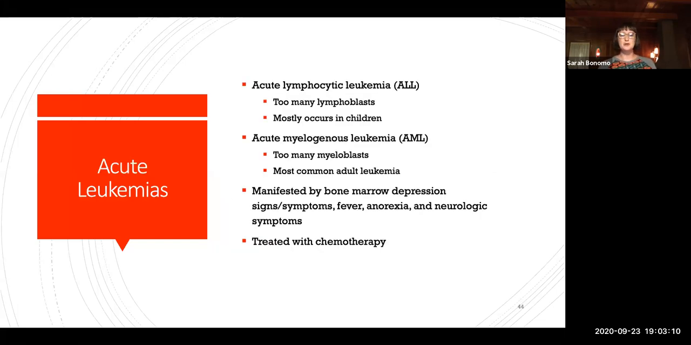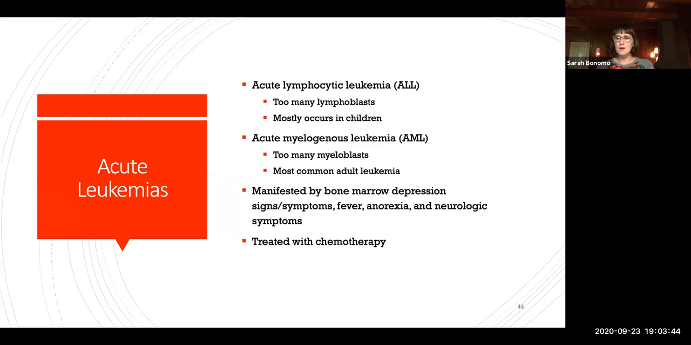So when we're talking about acute leukemias, there's acute lymphocytic leukemia and there's acute myelogenous leukemia. So you have ALL and AML. And I'd like you to look at that and figure out how you can differentiate that. I'm going to tell you that in ALL, we have too many lymphoblasts. This type of leukemia typically happens in kids. And the problem is there's too many lymphoblasts. They are over proliferating and just messing up the whole system.